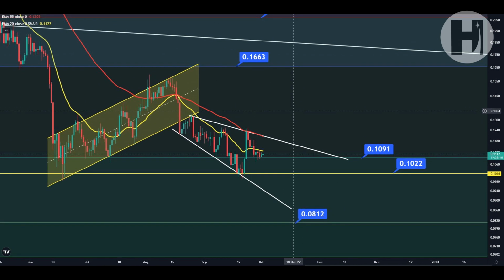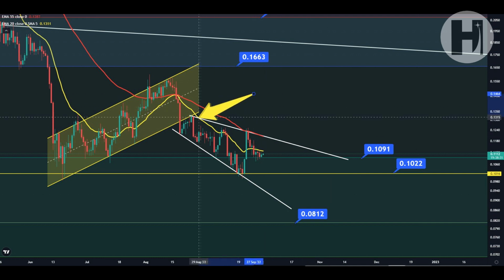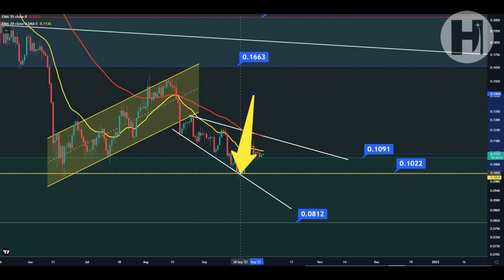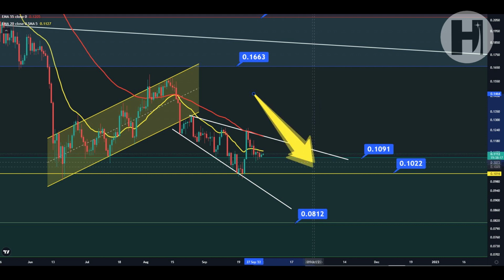However, what is not invalidated is this broadening descending wedge that we have over here. So as you can see, we have one touch off of the resistance here in August, another touch here in September. Then for the support, you have a bounce in August and another bounce in September. So you're bouncing up and down, and each time the channel sort of is getting wider and wider. Now, usually this ends up in a break to the upside.